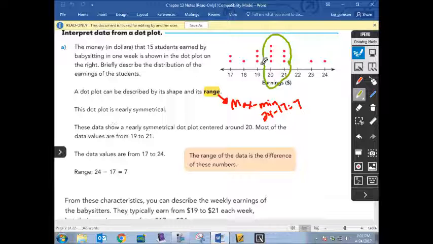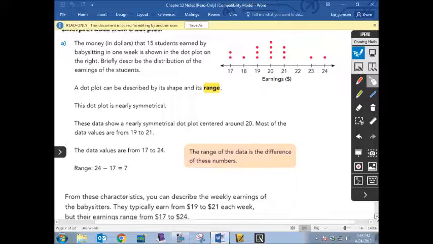These data values show, I guess I should have included 19 to 21 there. I guess all of those. I mean, 19 to 21 is pretty close to the middle of 17 and 24. So if most of your points are in the center, then you know it's going to be symmetrical. Okay, and then all that work is there.